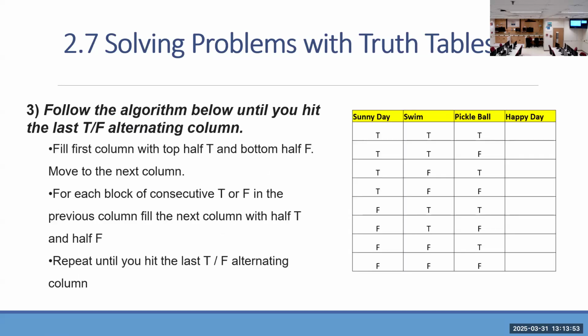Then again, you just follow the algorithm below until you hit the last 2 or 4 alternating column. For the first column, the top half is true and the bottom half is false. And you move on to the next column here, and so on.